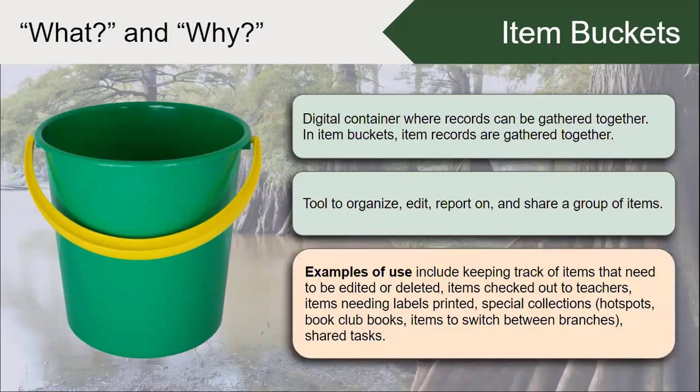These are some of the examples that were given in another cataloging circle that we had, different ways that different libraries are using buckets as a way to keep track of things that needed to be edited or deleted, keeping track of items that have been checked out to teachers or daycare centers or nursing homes, items that need labels printed if you're using the label printing functionality in Evergreen. And then special collections. If you have a bunch of hotspots, how are those being tracked? You can put them all in there. You can make notes and things. Book club books, items that need to go from one branch to the other. And then also shared tasks that are happening.